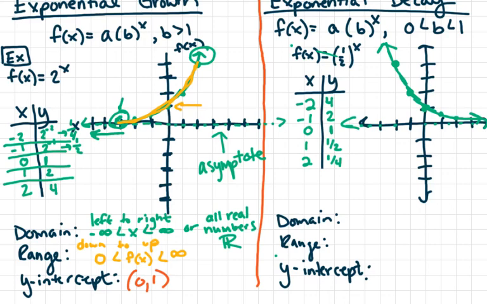If we look at our domain, so how far to the left does the graph go? The graph still goes to the left forever and ever and ever, so -infinity, and then it still goes to the right forever and ever and ever.